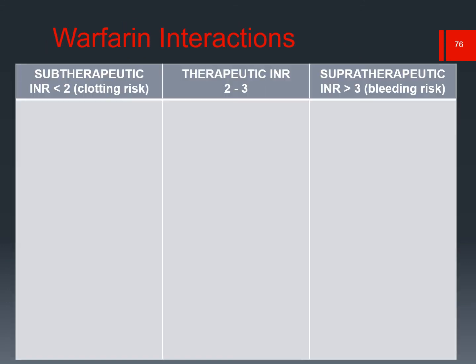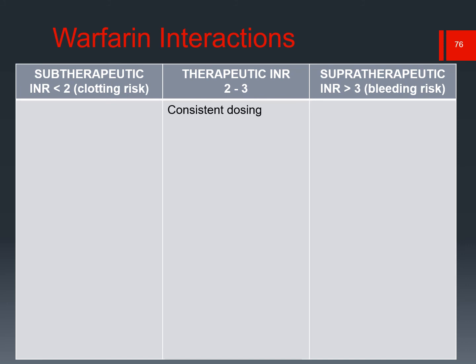Let's go ahead and work through some of those interactions by filling them into this table. In the center, we have a therapeutic INR of 2 to 3. That's your average patient. If the patient has a mitral mechanical valve, we know that that would be a 2.5 to 3.5 range goal. But here we have a therapeutic INR of 2 to 3.